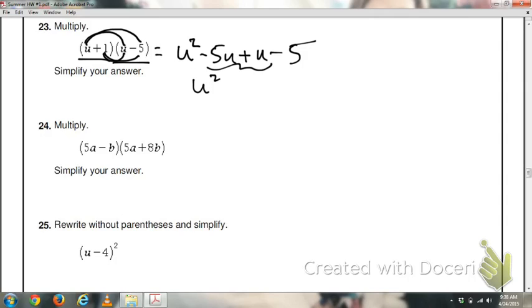Negative 5 plus 1 is negative 4u's. And then if I copy down the negative 5, I'm done. Those are no longer any like terms, and I'm stuck there. A little bit trickier, but the same idea.